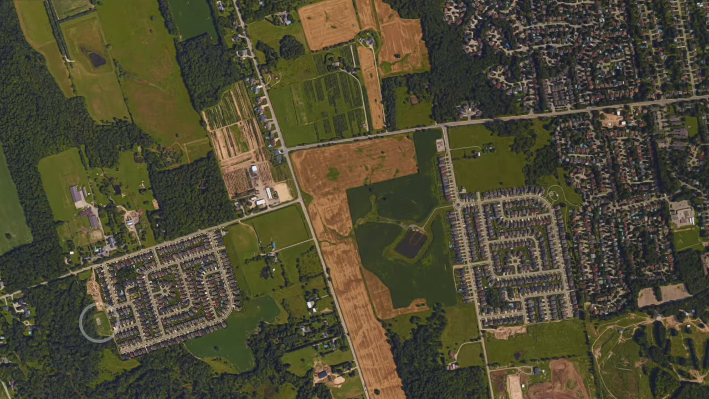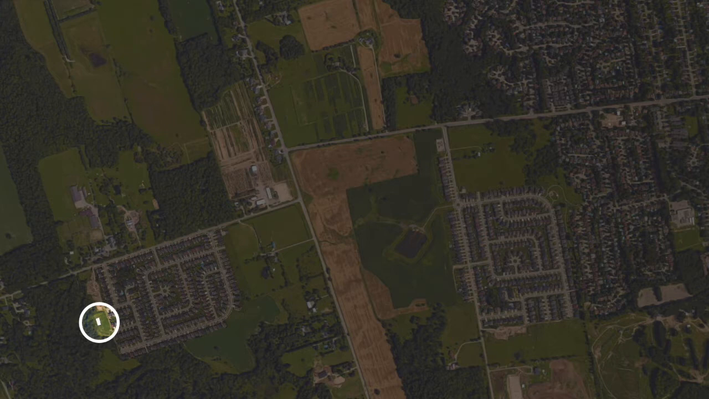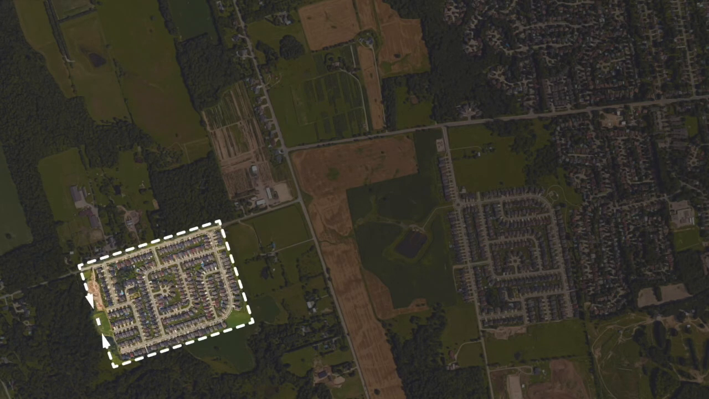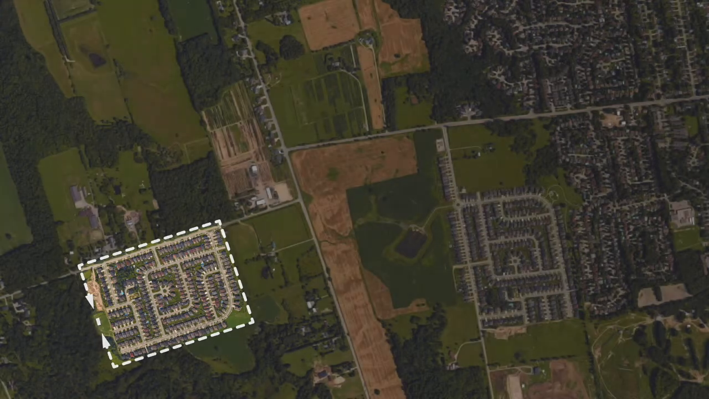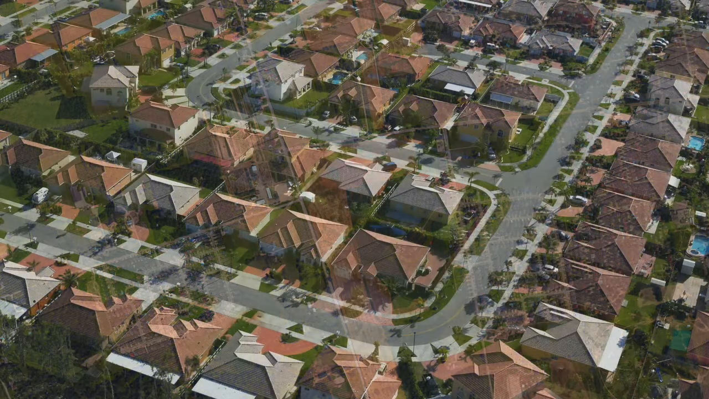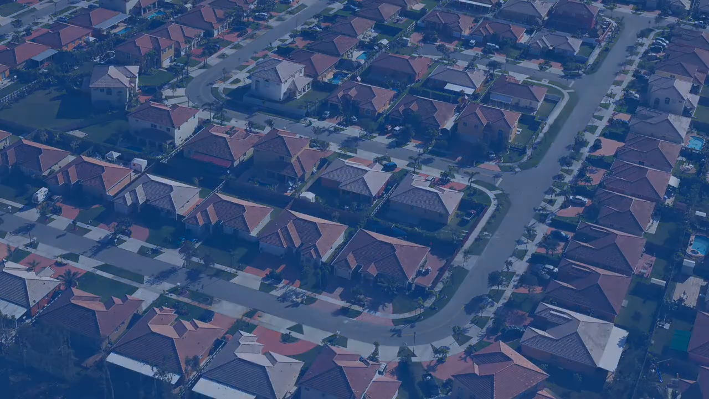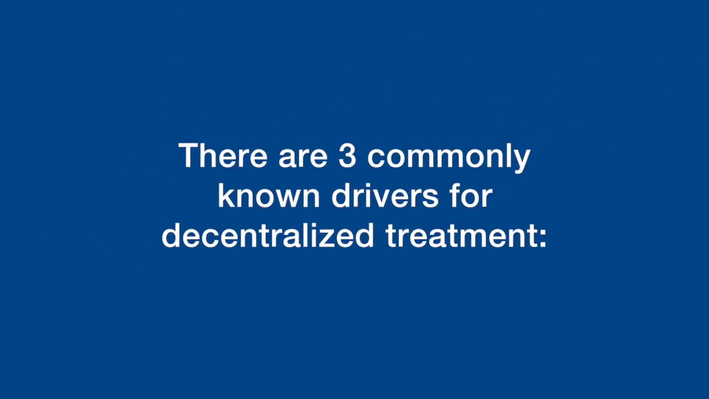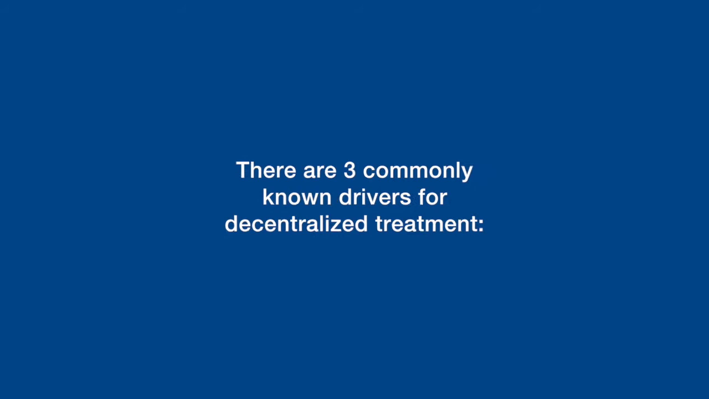This is where a small wastewater treatment plant would be included as part of the development to deal with the wastewater locally. For some developments, tying into the big pipe doesn't make sense, and this is where decentralized treatment becomes the right choice. There are three commonly known drivers for decentralized treatment.